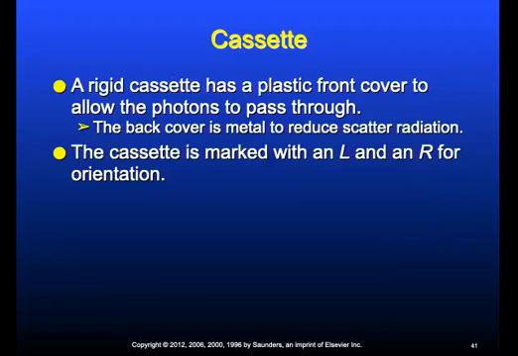Okay, so a rigid cassette has a plastic front cover to allow the photons to pass through, and the back cover is metal, which is going to reduce scatter radiation. Although there is no identification dot on an extraoral film like on an intraoral film, the cassette is marked with an L and an R for orientation.